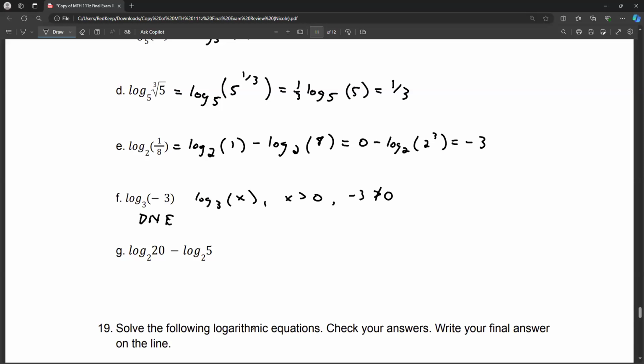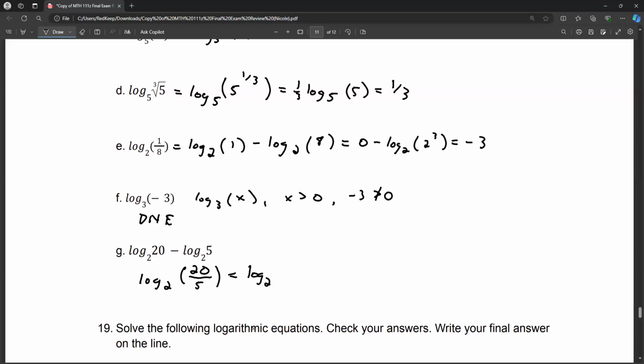Okay, so for part G, they give us log base 2 of 20 minus log base 2 of 5. Here we observe that both logarithms have base 2, and there's subtraction between the two. And so we know we can kind of reverse what we did in part E. This would be equal to the first argument divided by the second argument. Of course, 20 divided by 5, that's equal to 4.